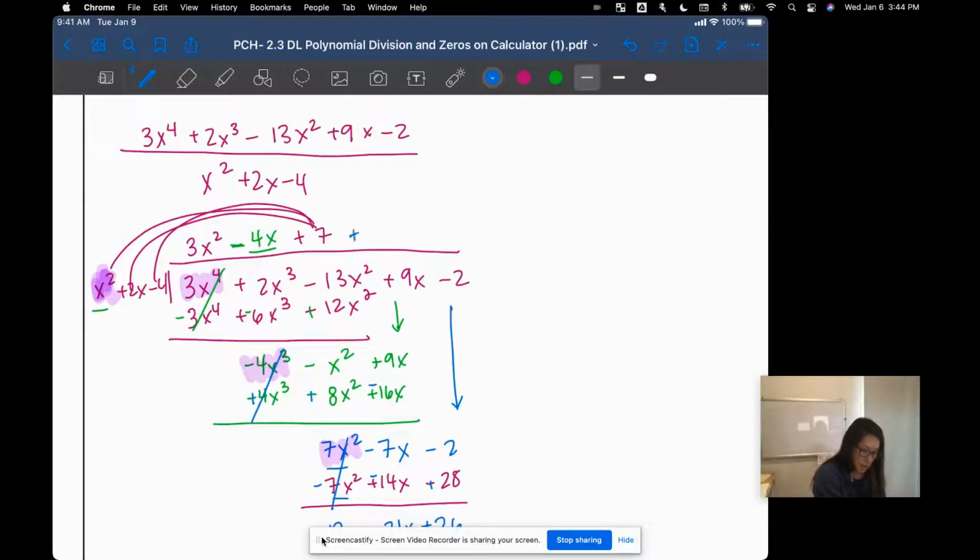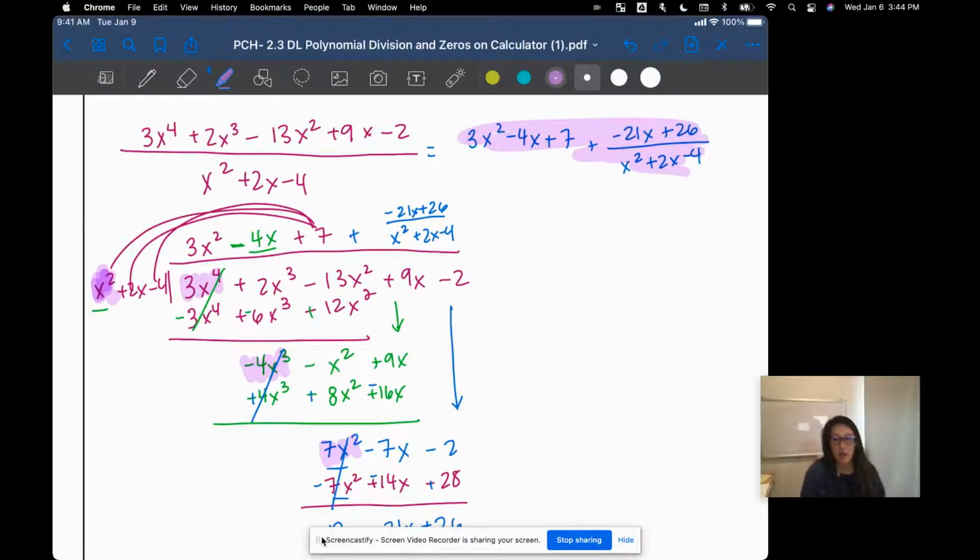So I'm going to add my remainder of negative 21x plus 26 over, what did I divide by? x squared plus 2x minus 4. So I can write my answer as 3x squared minus 4x plus 7 plus negative 21x plus 26, all over x squared plus 2x minus 4.